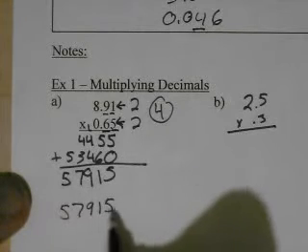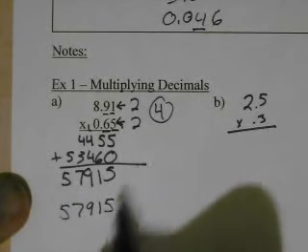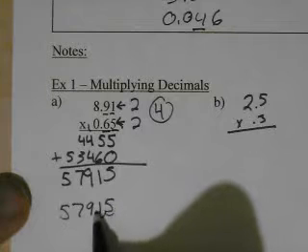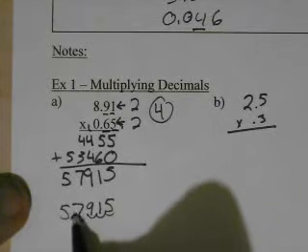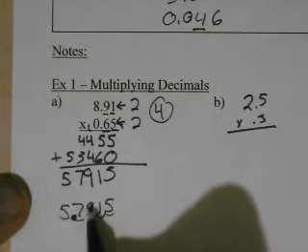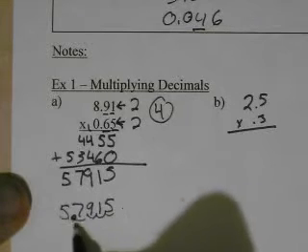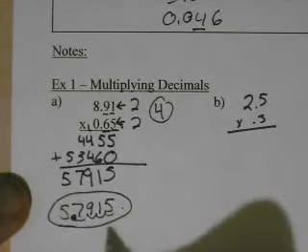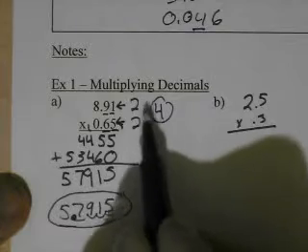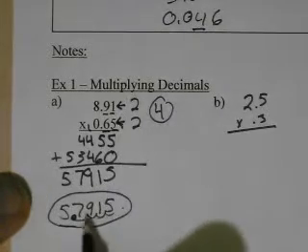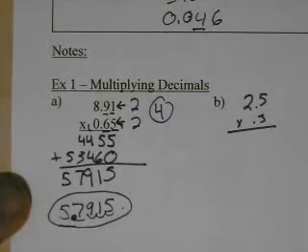Now I'm just recopying it down here. So let's see, 4 digits. 1, 2, 3, 4. 5.7915. That would be our answer when we multiply. Notice 4 numbers after the decimal in the problem, 4 numbers after the decimal in the answer.